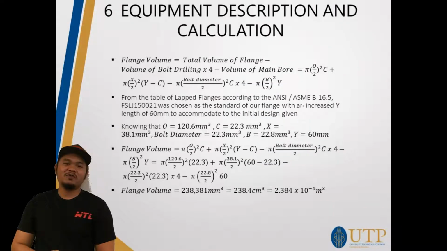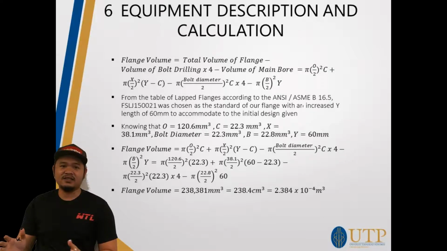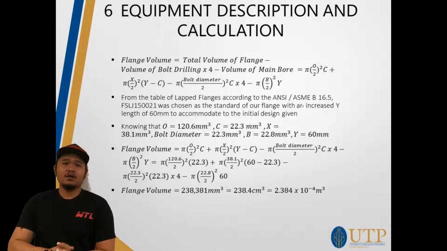Alright, so we're talking about the calculation and the flexing simulation. Going on, from there we choose the flange dimension, which is from the ANSI system. Then we do a small calculation here. After that we got the flange volume, which is 238.4 cm³. Then this is our standardized.